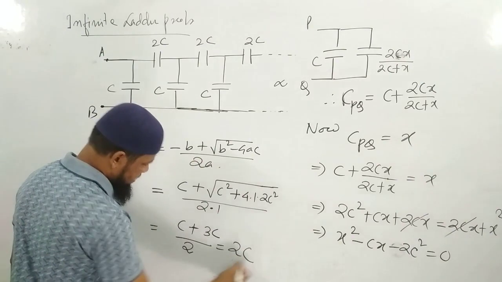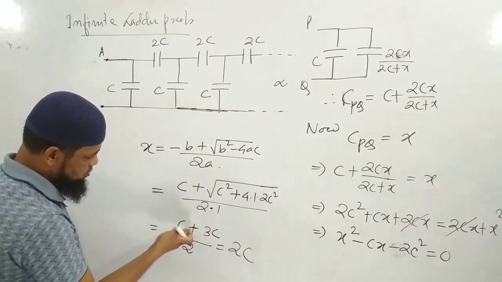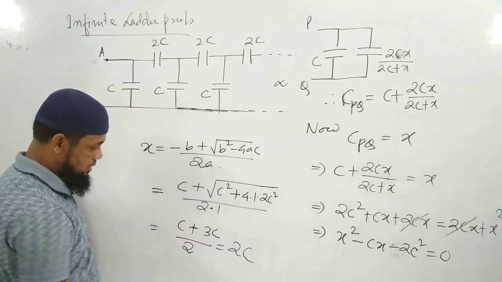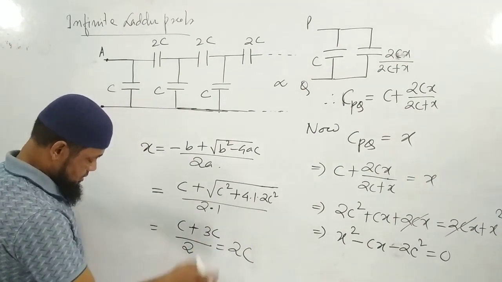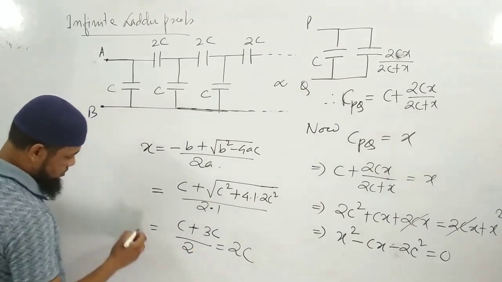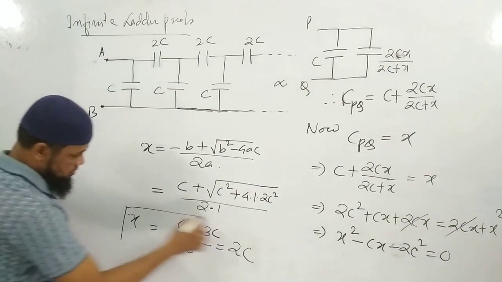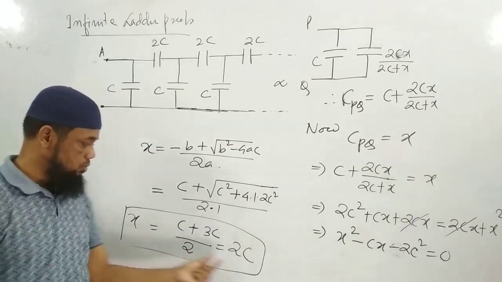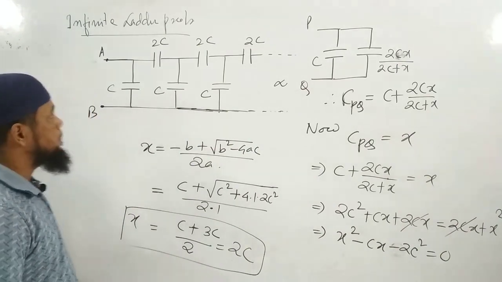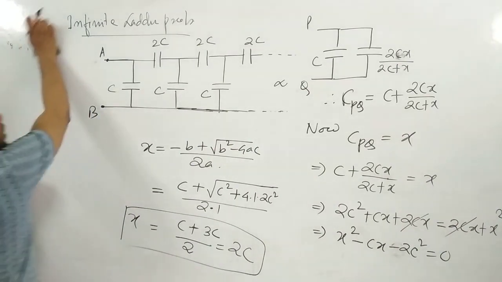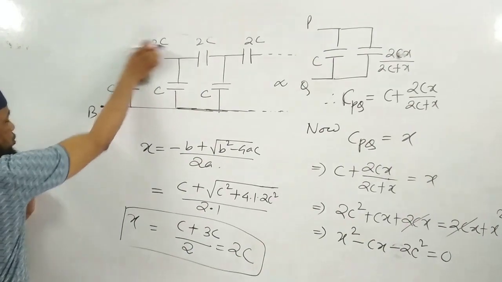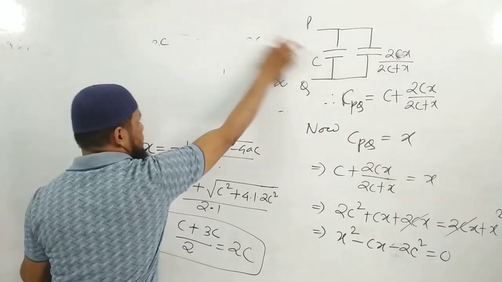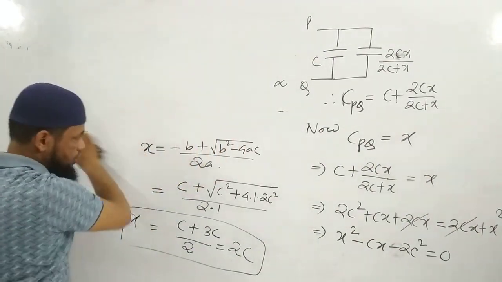So this will give 2C. I am not using the minus sign. You understand, if I use minus, C minus 3C by 2 is negative, and capacitance cannot become negative. So you got the value of X equal to 2C. So the equivalent capacitance of this particular circuit was X, which is nothing but equal to 2C. This is how you can solve an infinite ladder problem. You try 2-3 more questions, and let me know in the comment box whether you're following or not.